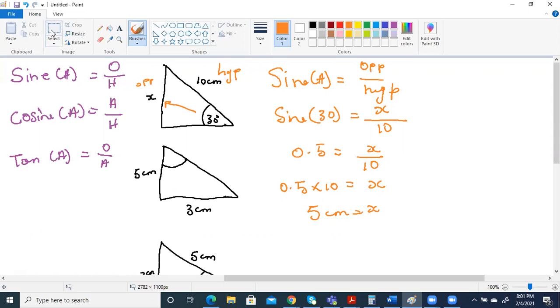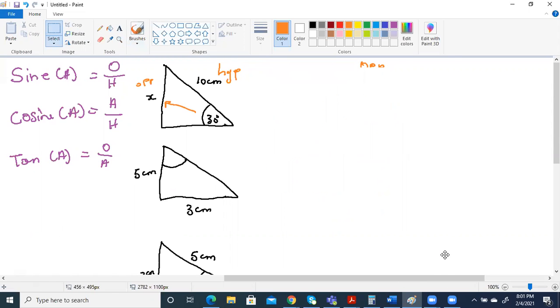All right, no questions as yet. So let's attempt number 2 question. We're going to attempt it in the same manner that we did. We're just going to first look at the question, see what information we have, and after that we can decide which one of the trig ratios we're going to use.